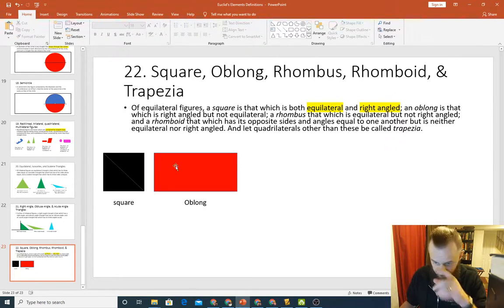So much fun was had by all. So there's our square, there's our oblong. It's right-angled, but it's not equilateral. We know that because this side is longer than this side, right? The bottom and top are longer than the left and the right.